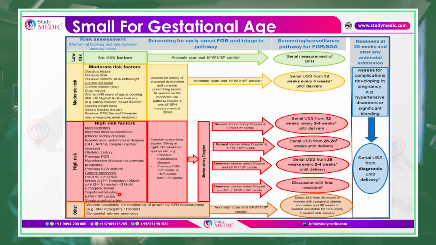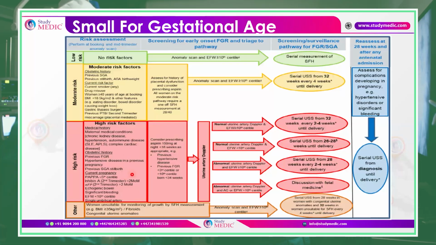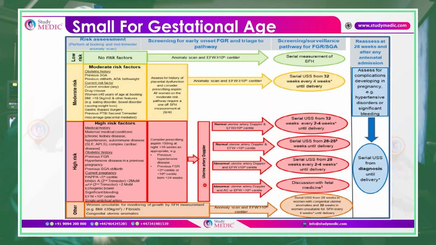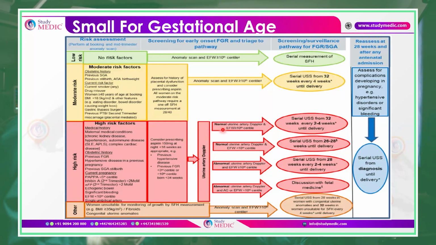Okay, significant bleeding is there, patient is coming with antepartum hemorrhage, estimated fetal weight is less than 10th centile, or single umbilical artery is there. Okay, this is putting the patient at high risk, and then you will do the uterine artery Doppler. Followed by that, you will see the uterine artery Doppler and estimated fetal weight more than 10th centile from 32 weeks.